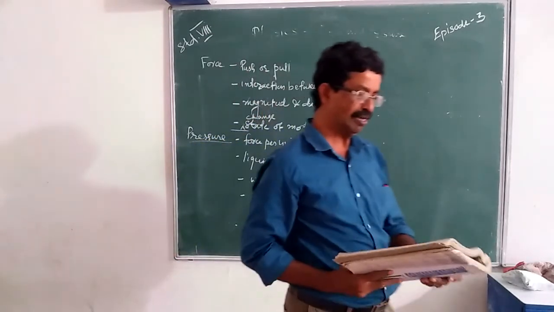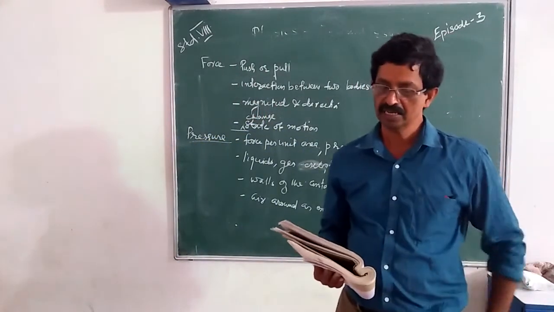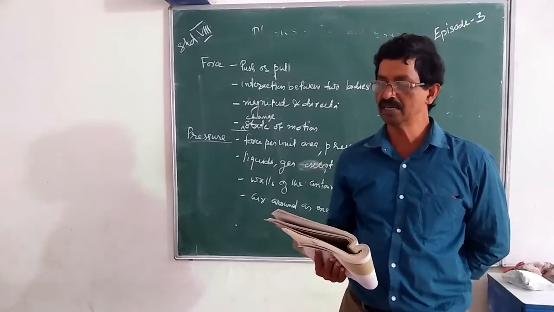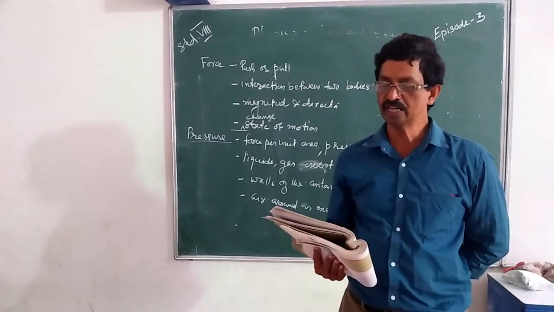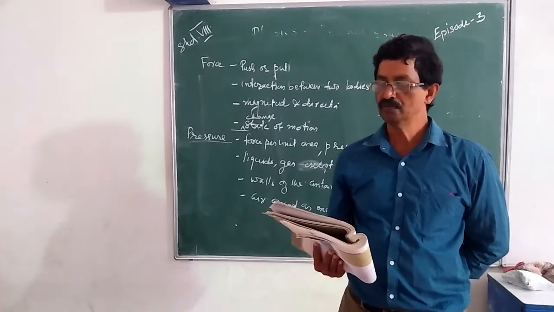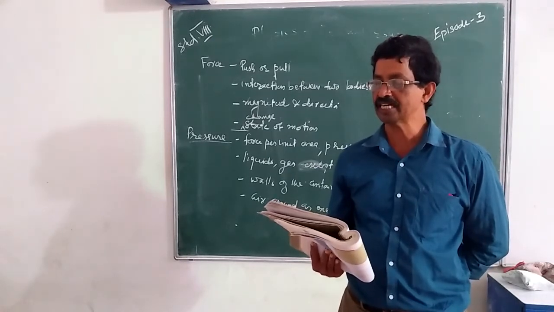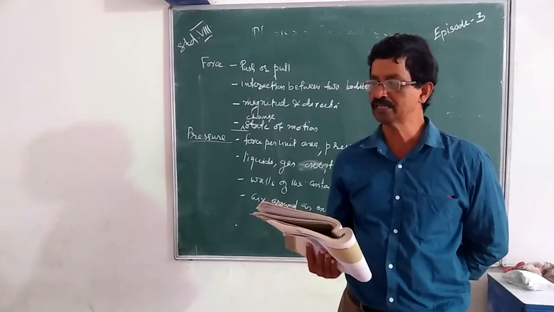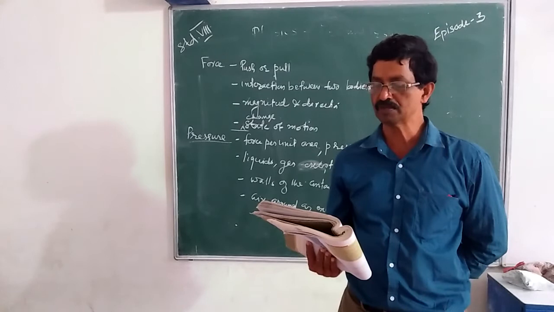Now, question number 4. An archer stretches her bow while taking aim at the target. She then releases the arrow, which begins to move towards the target. Based on this information, fill up the gaps in the following statements using the following terms.